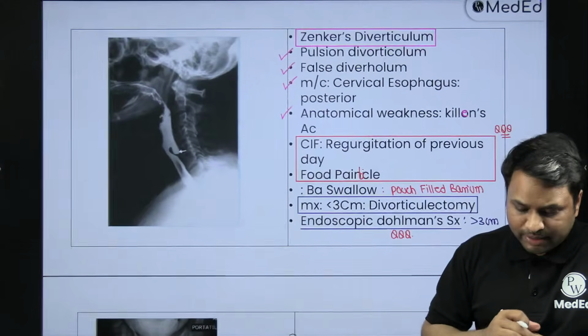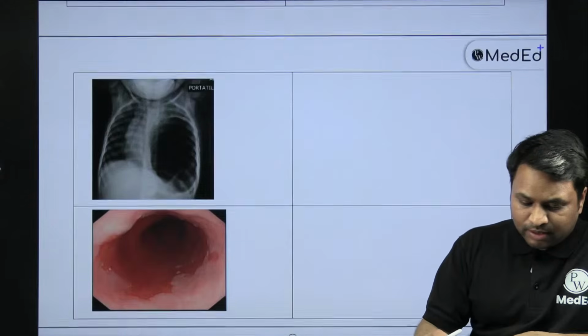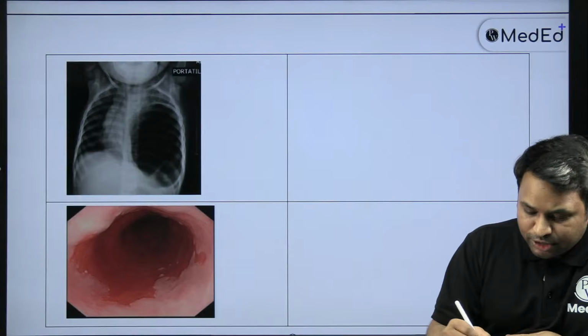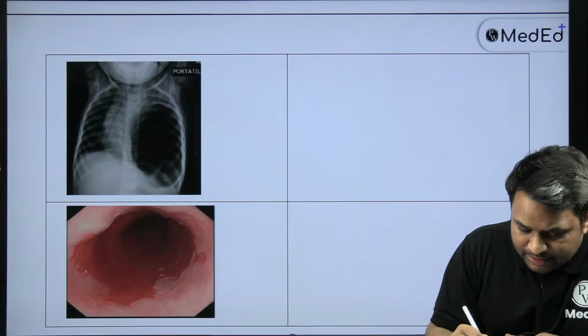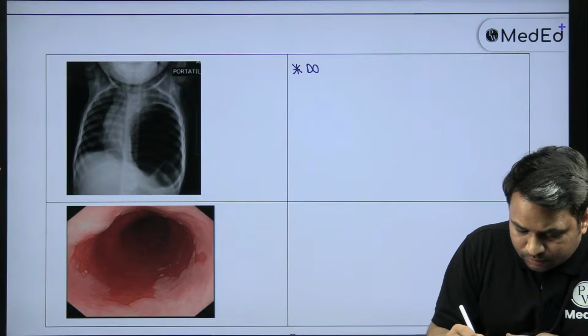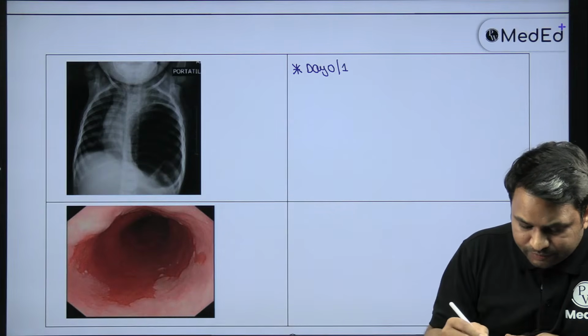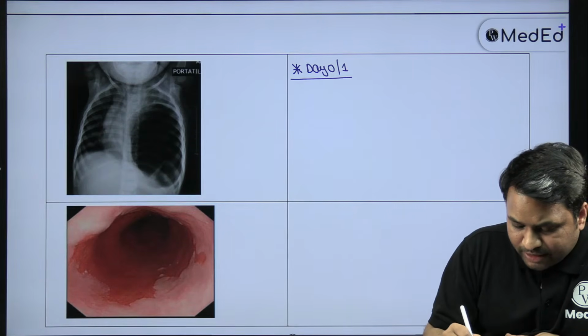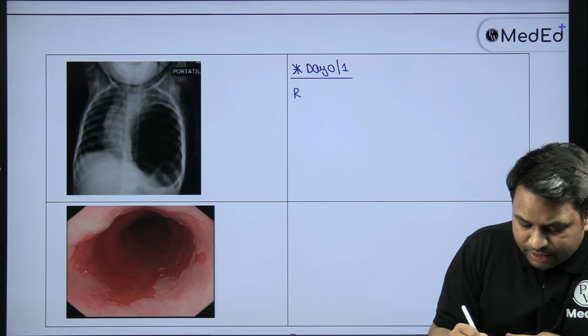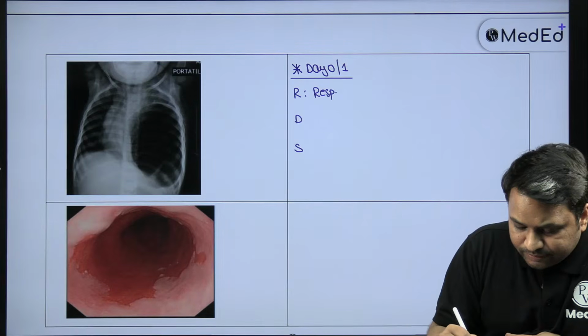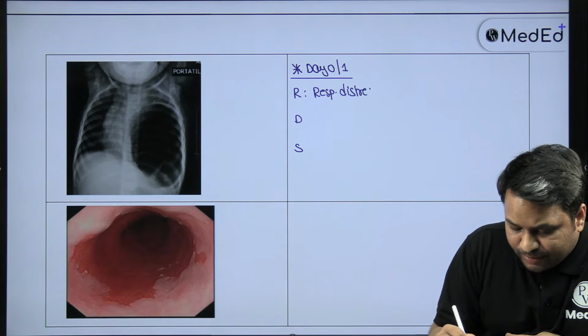Now, this is another spotter. Just to give a perspective, let's say this is day 0 or day 1 of life. So this is a baby who is now presented to you. The baby's presentation is of RDS. There is respiratory distress.